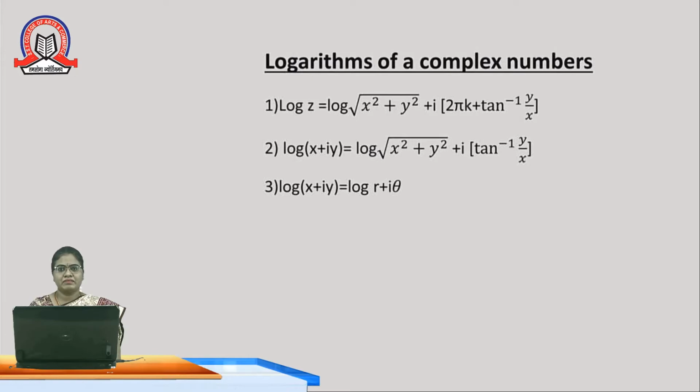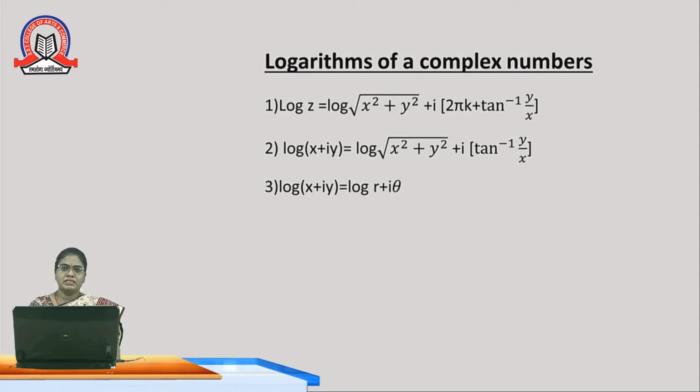For that we have some formulas. The first formula is log z equal to log root of x square plus y square plus i into 2 pi k plus tan inverse of y by x. The second formula is log of x plus iy equal to log root of x square plus y square plus i tan inverse of y by x.